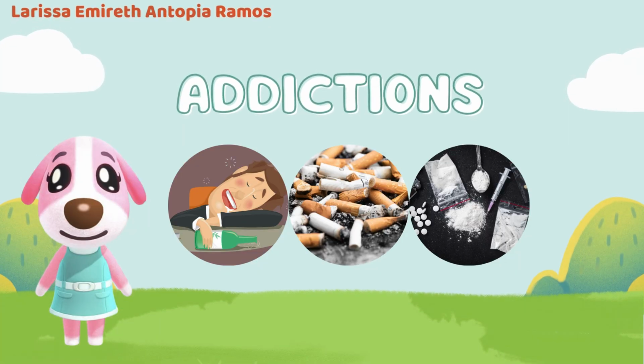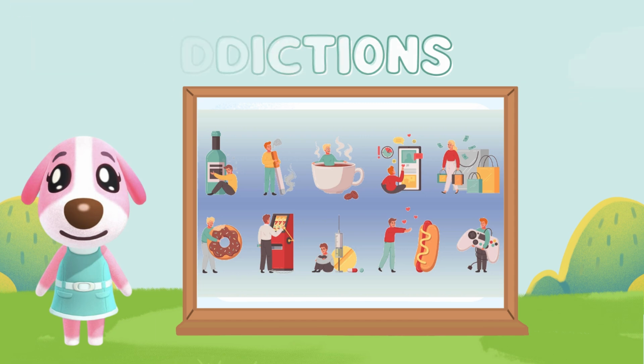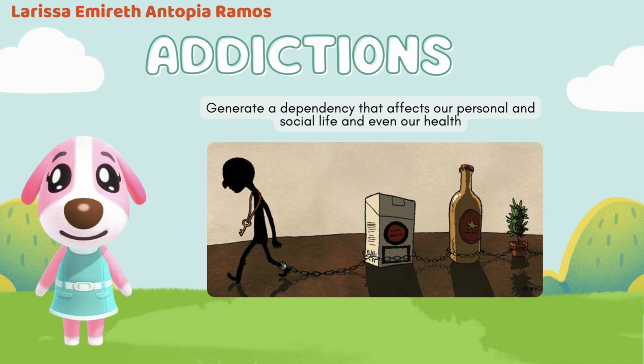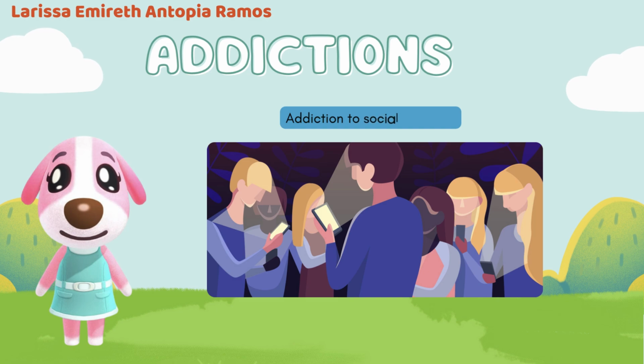Surely you have heard of addictions to substances such as alcohol, tobacco, or drugs. But there are also addictions to technology, gambling, and even food. All of them have something in common. They generate a dependency that affects our personal and social life and even our health. One of the most common addictions today is addiction to social networks. Spending too much time on digital platforms can generate anxiety, isolation, and affect our self-esteem.